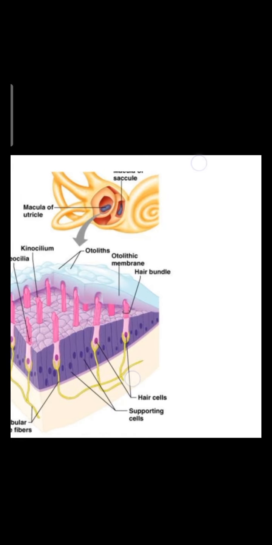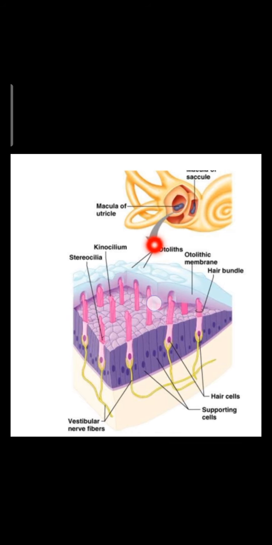The otolithic membrane is embedded with calcium carbonate stones called otoliths. The otolithic membrane adds weight to the tops of the hair cells and increases their inertia. What a beautiful structure this is. The addition in weight and inertia is vital to the utricle's ability to detect linear acceleration and to determine the orientation of the head.